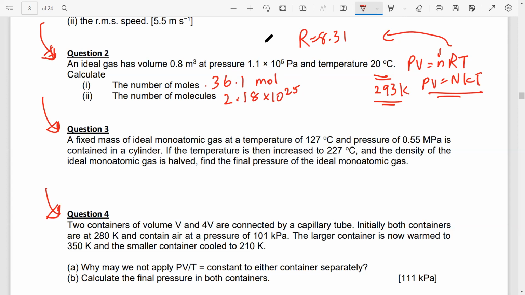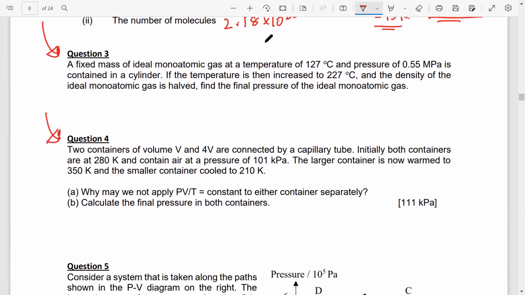Okay, question three. A fixed mass of monoatomic gas, okay, this is an ideal gas, has a temperature of 127 and a pressure of 0.55. Now, if the temperature is then increased and the density is half, find the final pressure.